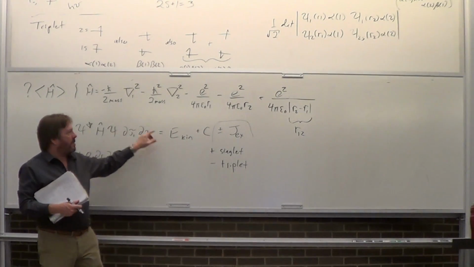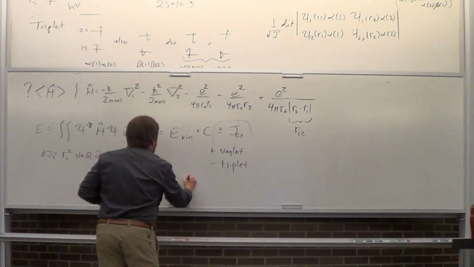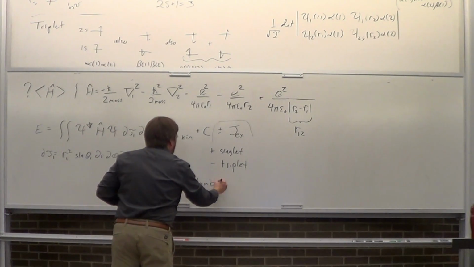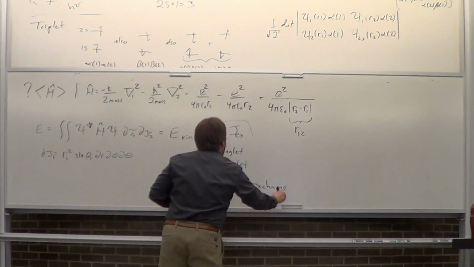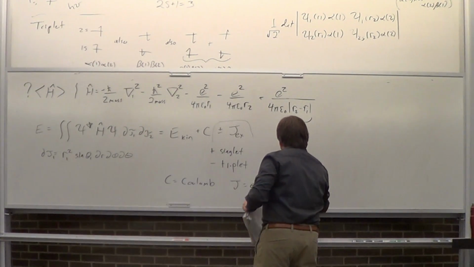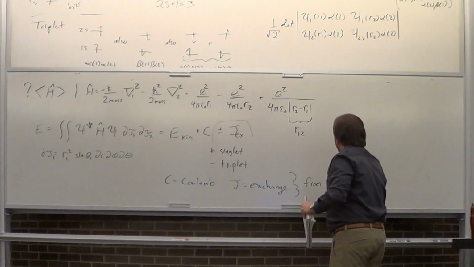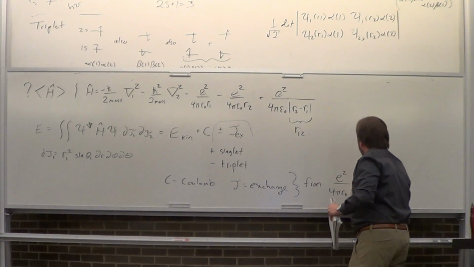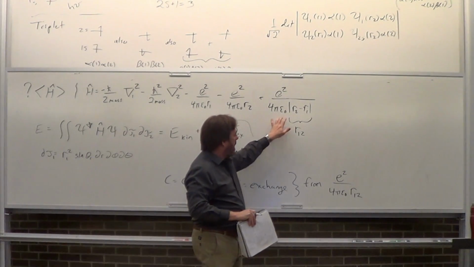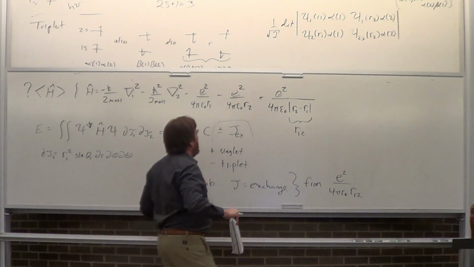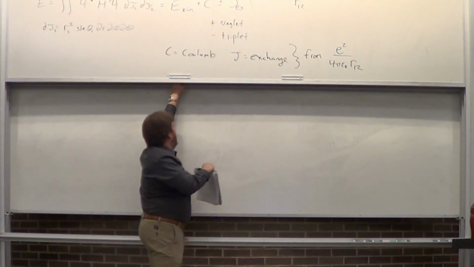Now kinetic energy, I'm not going to write that out, it's just these parts. C is the Coulomb, and J is the exchange. And these are all from, they all have a component of this guy in it. So Coulomb has this guy, and part of this guy, and the exchange has part of that guy. Now let me write that out so that's a bit more clear and you'll see it. I'll write down the Coulomb and then the exchange integral.